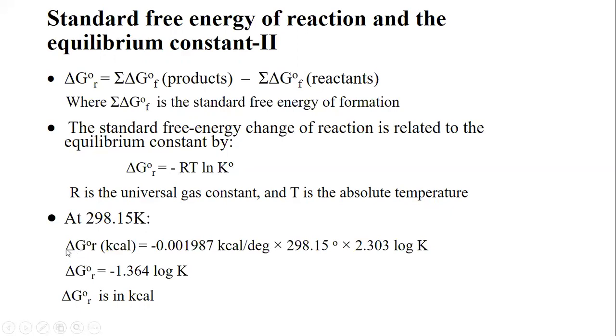So again, we find out the relationship between delta G0 of the reaction in kilocalories, this value, minus, this is the value of R when we're dealing with kilocalories, times 298, and this is constant. So we obtain now a different constant. Delta G0 of the reaction equals minus 1.364 log K.